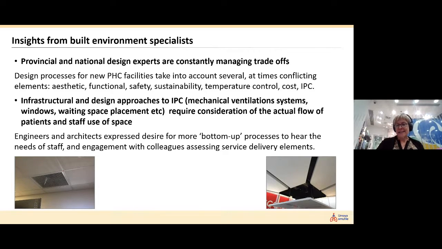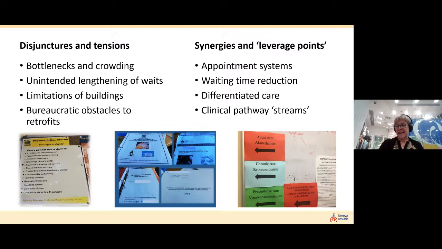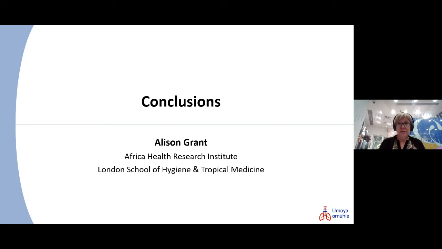So the final slide, in summary, considering the constraints and enablers to implementation of different measures, we encountered policy changes primarily aimed at improving and streamlining care. And these could obviously offer synergistic benefits for IPC, but also have the effect of reducing congestion in patient congregation. So these were certainly positive possibilities, but on the other hand, there were still constraints to be addressed related to both material and social infrastructures to improve ventilation and flow. And I'm now going to hand over to Alison Grant to do the final conclusions.